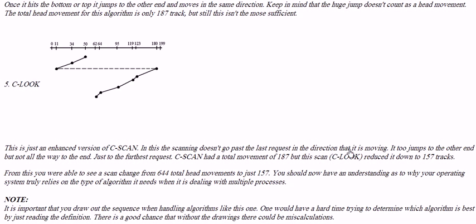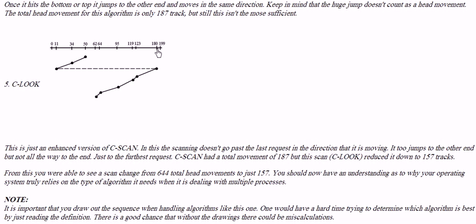Okay, but not all the way to the end, as I said, just to the furthest or the latest request available in the queue. C-scan had a total number of 187, but C-look reduced it to 157, from both sides, the left and the right. So instead of going to 199, the last point that we have, we move just to the last point in the queue.